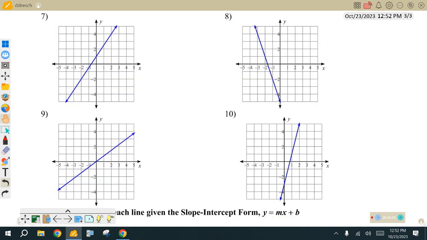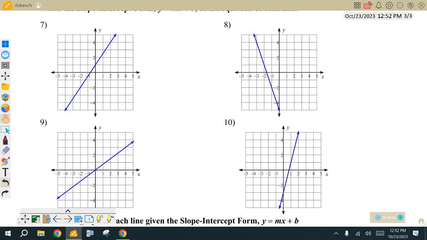Okay, on number 7. Let's go identify the y-intercept. Where's the y-intercept located, everybody? Positive 1. Okay, so let's write that off to the side. The y-intercept is 1. That's pretty easy, that's nothing difficult. We're going to identify that y-intercept. That y-intercept is easy to look at, okay?